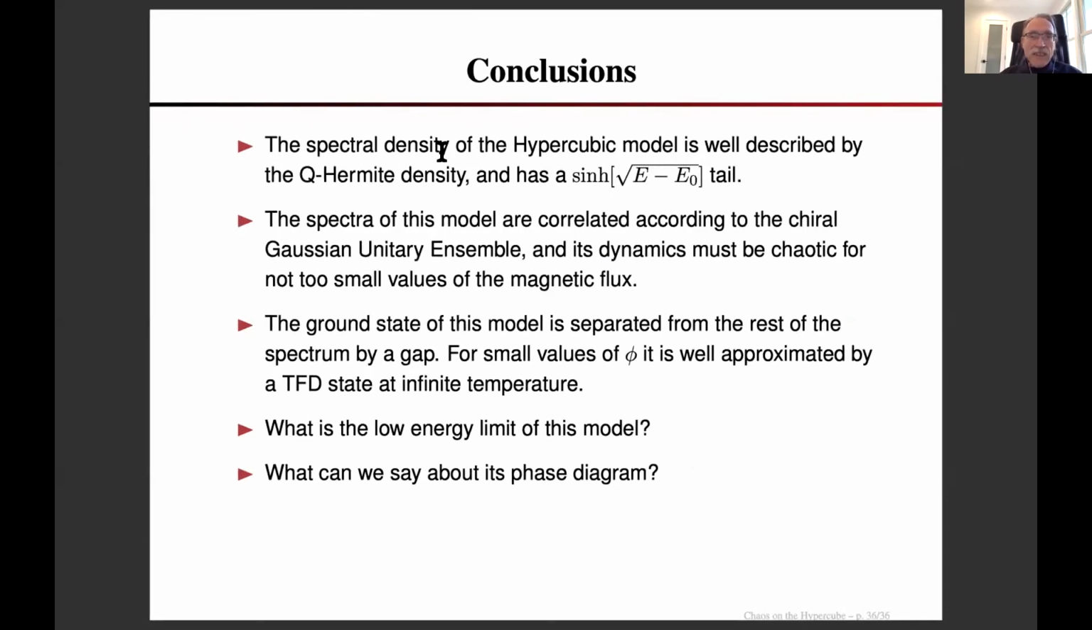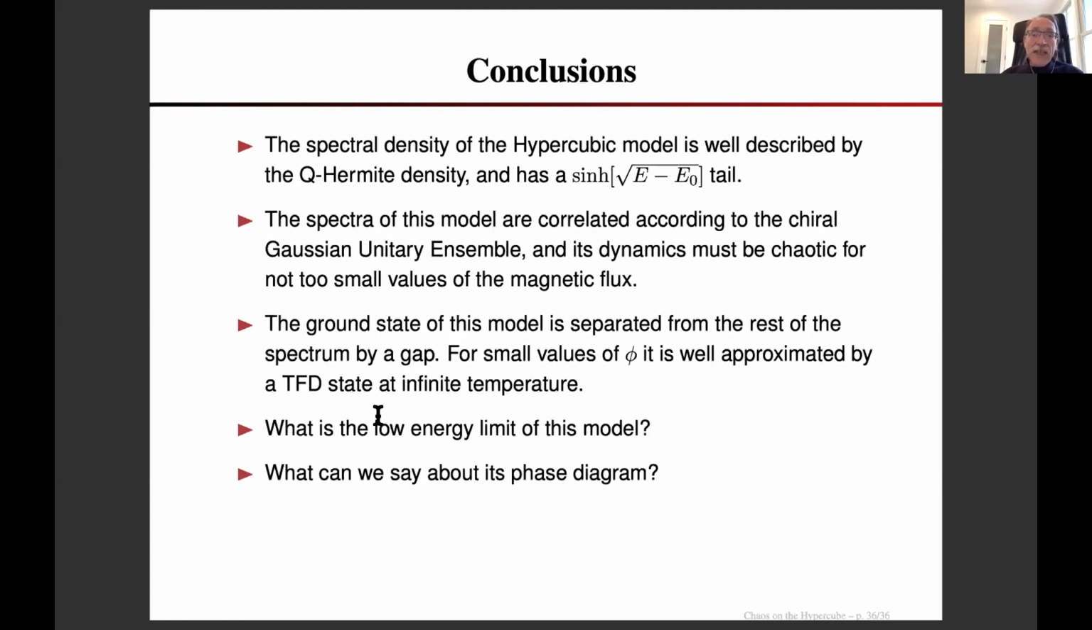So what we have seen is that a hypercubic model is well described by a spectral density that is QM-neat. So it has a sinh of square root of E minus E naught tail. The model is chaotic. The eigenvalues are correlated as the Gaussian unitary ensemble. Its dynamics must also be chaotic for not too small values of the magnetic flux.